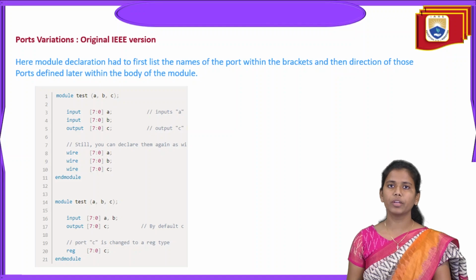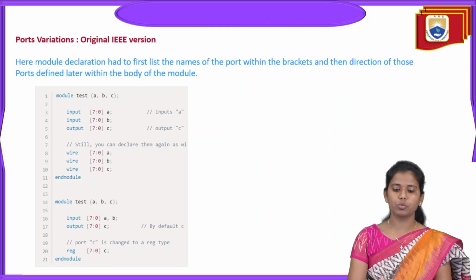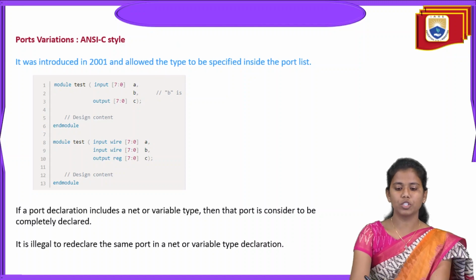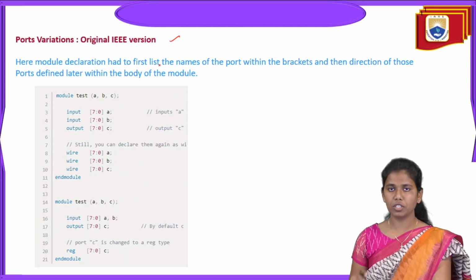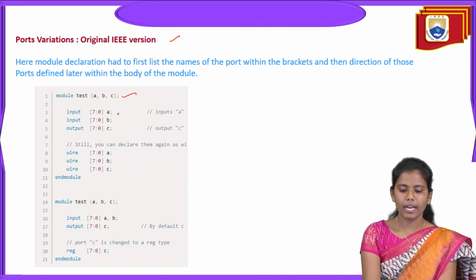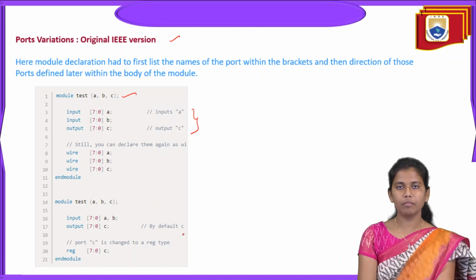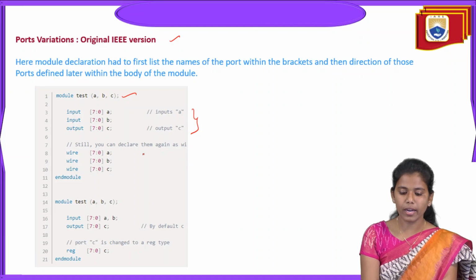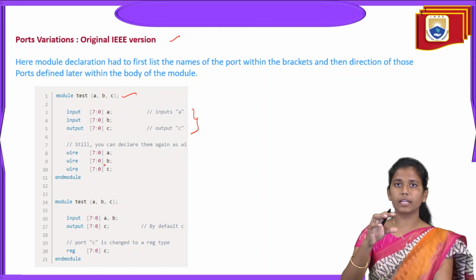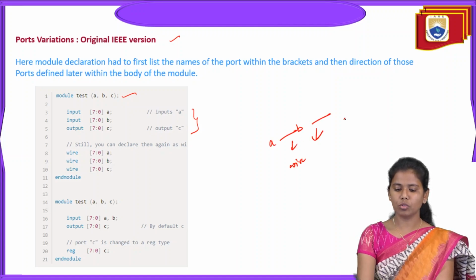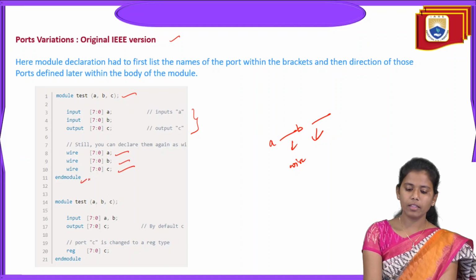Then port variation. Here we have different versions of the port variations: one is the IEEE version and the second is the ANSI C style version. These are the two different versions of how to connect ports. Here we have a module ABC with inputs A, B and C, which you can declare as wire. Why? Because I'm connecting all the ports A, B, C through wires. So now declaring the wires A, B, C, and then endmodule.